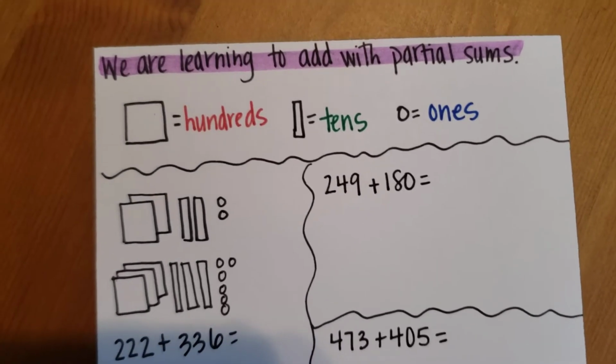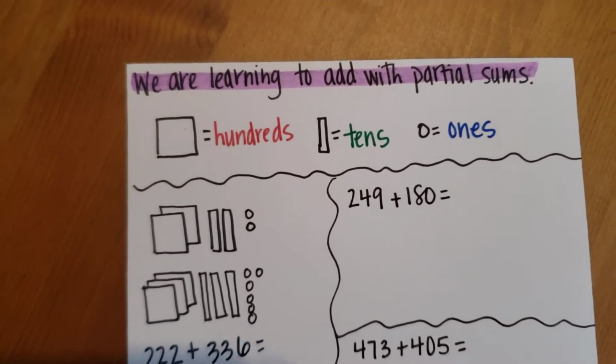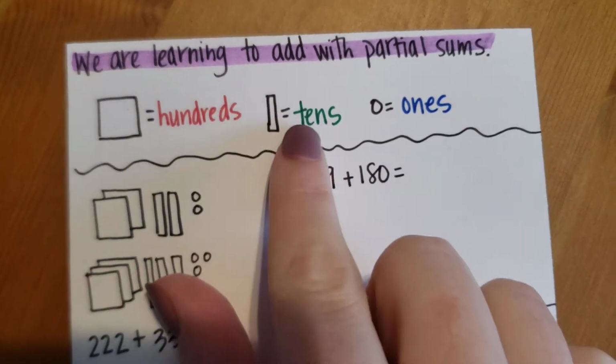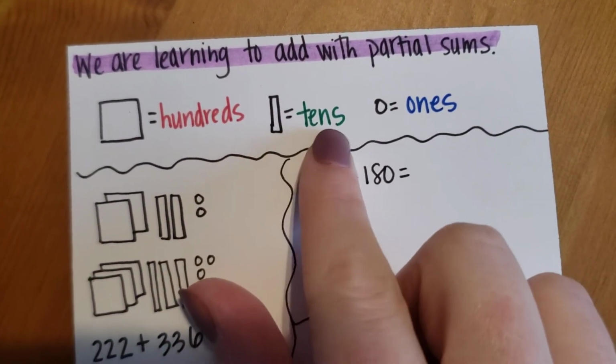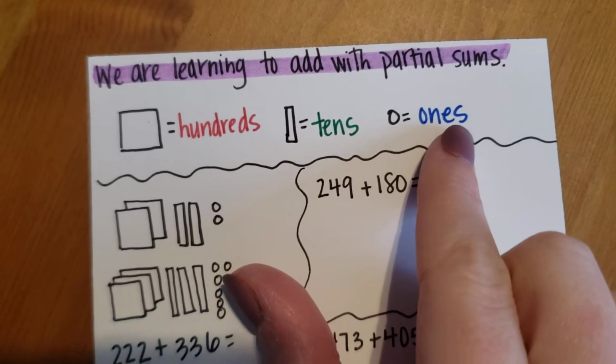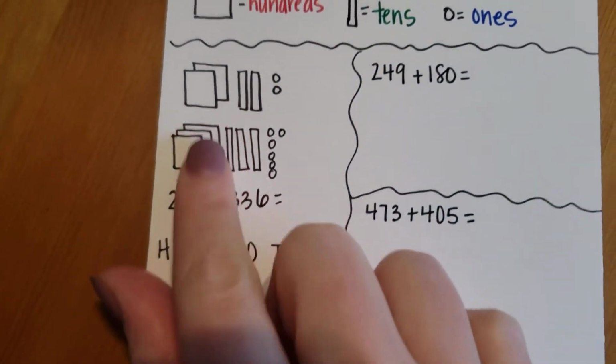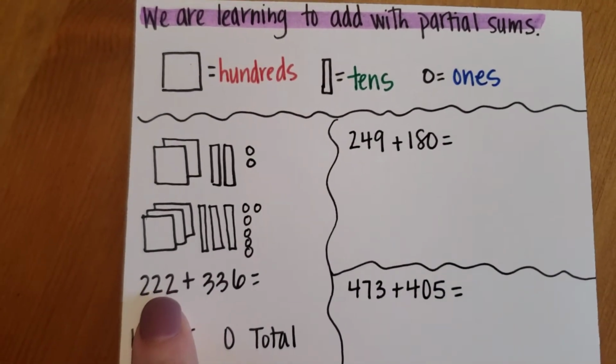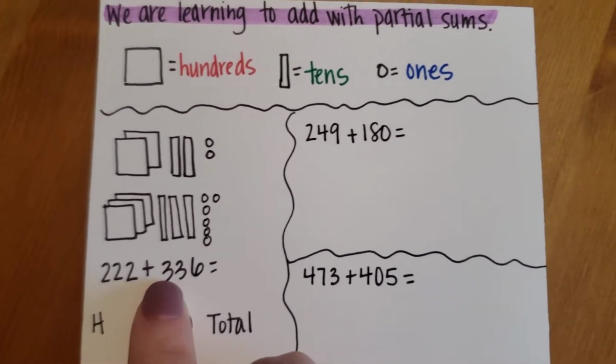Hey guys, we are going to work on adding with partial sums. So whenever we see a flat that is worth hundreds, a stick or a rod is worth 10, and a cube is worth 1. So the first one we're going to solve is here using pictures to help us. So we have 222 plus 336.